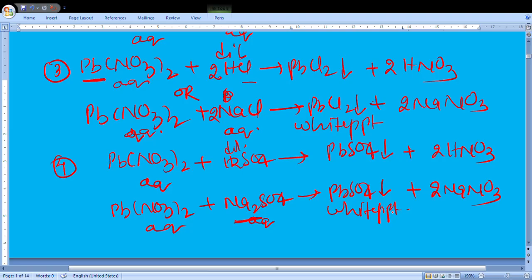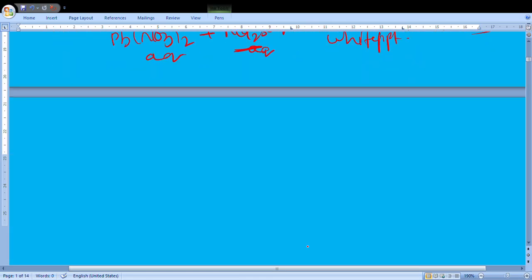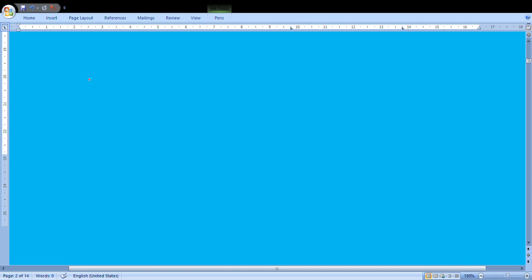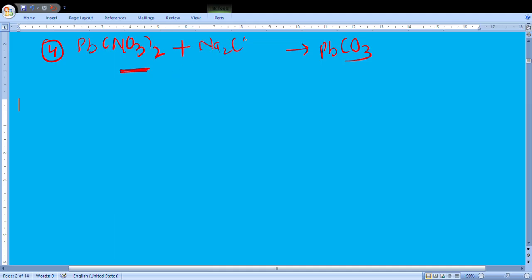Next we are going to prepare PbCO3. To prepare PbCO3 you will have to take lead nitrate, Pb(NO3)2. Then the question is, we want to prepare what? PbCO3. It means we have to bring CO3 in place of (NO3)2. So which reagent should be taken? The reagent will be only one, Na2CO3, aqueous and aqueous. Then you will get the product 2NaNO3.